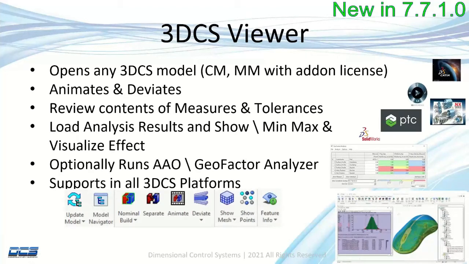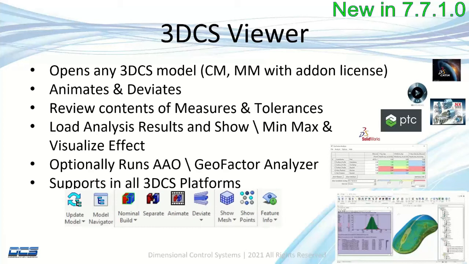So inside the viewer, it allows you to open any 3DCS model, including compliant modeler, mechanical modeler, or any of our add-ons like AAO. Of course, you have to have those licenses to open up a compliant modeler in the viewer. It allows you to animate, deviate, and view all the contents in the model. You won't be able to change any of the contents because we don't want anybody mucking up a finished model, but you can review the measurements, the moves, the tolerances, and you can load previously produced results and deviate that model to its min, max. You can also deviate it, sweep it, and use the visualize effect to study how any one tolerance is affecting a critical measurement.